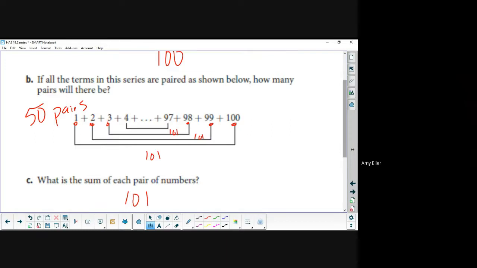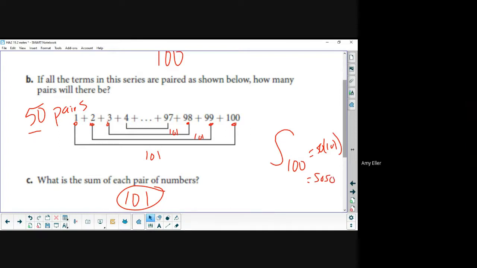So I've got 50 pairs, and each pair adds to 101. So how will I find the sum of all 100 numbers? This 101, 101, 101 is happening 50 times. So 50 times 101.